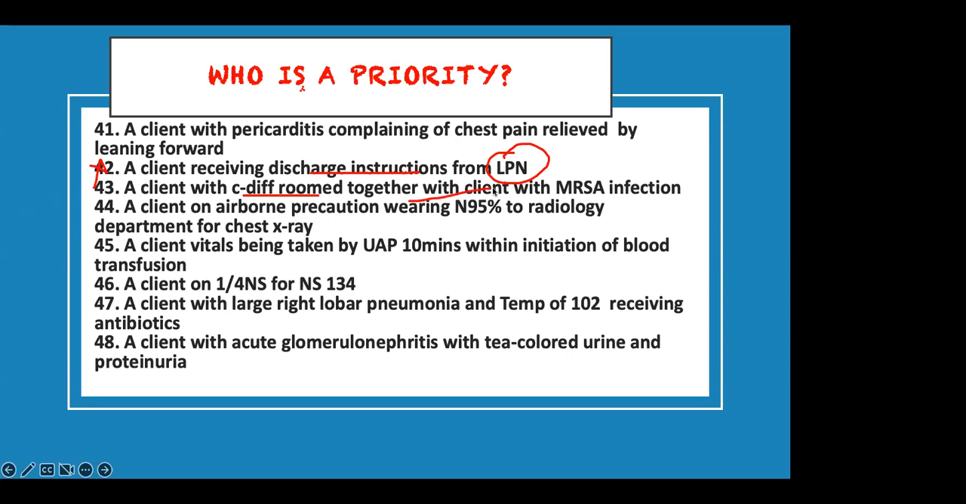A client with C. diff roomed together with a client with MRSA. What do you think? You know what I'm going to say. If you've listened to my YouTube videos, you know exactly what I want to say. Two words: it's not the precaution, it's the organism. C. diff and MRSA are both contact precaution, but they are different organisms. For rooming purposes in infectious disease, we have to have the same organism. It's a different organism, but they have the same contact precaution. Right? So you don't put them together. So you've got to intervene.